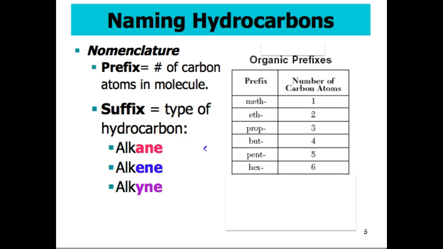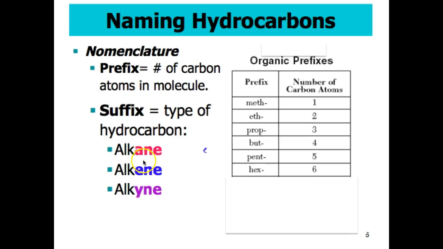When naming hydrocarbons, you're going to name the prefix first, and then the suffix. The prefix is just going to be how many carbons there are in the chain, so meth, eth, prop, but, pent, hex. These are numbers that we should be familiar with just from learning last year in Regents chemistry. And then we need to be able to apply the appropriate ending: ane for a single bond, ene for a double bond, yne for a triple bond.